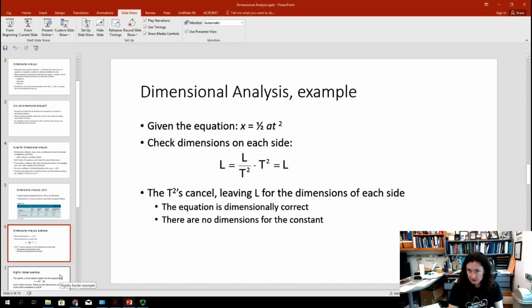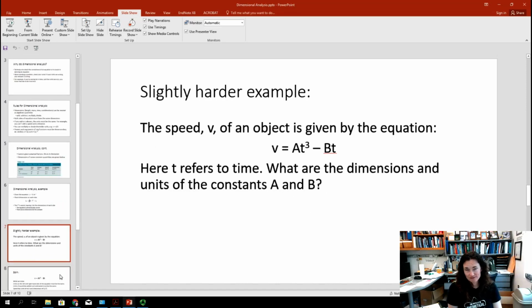Well, that one was pretty easy. Let's do one that's a little bit harder. Let's consider the example that I alluded to earlier. You have the speed of an object, and the speed of that object is given by this equation. V, for the speed, is equal to at cubed minus bt. Alright, we'll go here with a commonly held convention that t is a variable referring to time. But we don't know what a and b refer to here. Okay? No commonly held convention for that. So let's figure out what the dimensions in units of those constants a and b have to be via dimensional analysis.